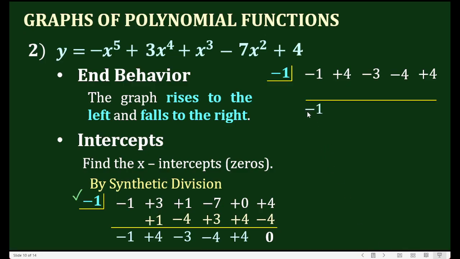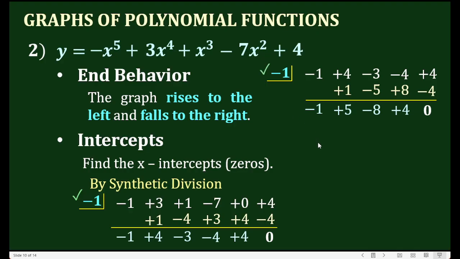So bring down negative 1. Negative 1 times negative 1 is positive 1, added to positive 4 is positive 5, times negative 1 is negative 5, added to negative 3 is negative 8. Negative 8 times negative 1 is positive 8, plus negative 4 is positive 4, times negative 1 is negative 4, and this is 0. So it means negative 1 occurs twice. So we have the second x-intercept, which is also negative 1.